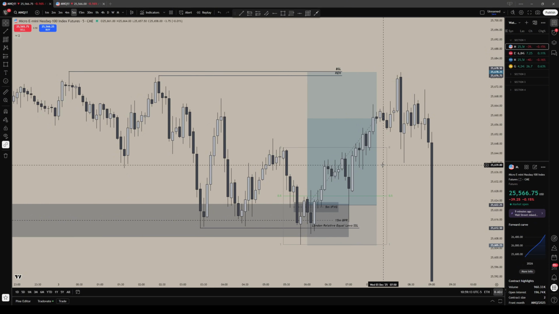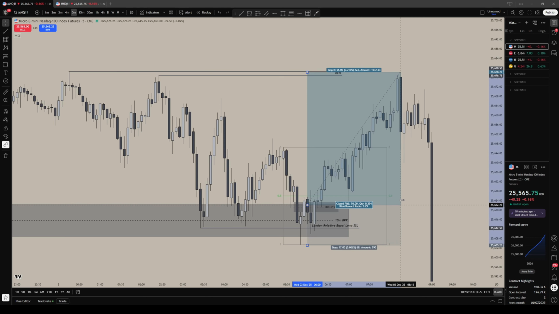But anyways, in general, good lesson, rule of thumb, don't do that. Why? Because look right here. I entered and I got stopped and got my take profit right on the tick, just right under this level.